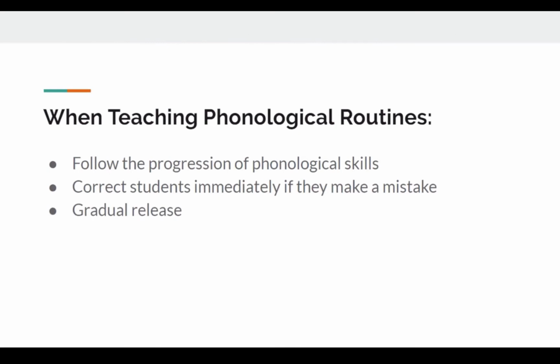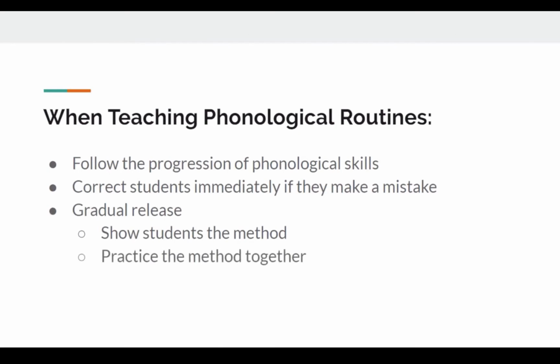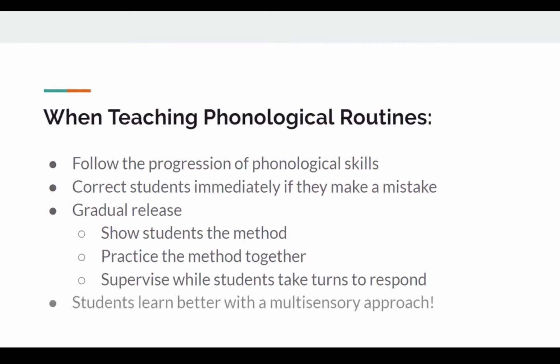A gradual release method is important. First, show students the method. Then you practice the method together. Then supervise while students take turns to respond. Finally, students learn better with a multisensory approach. A multisensory approach could include bodily movement using hands, arms, whole body, and so on. In the next few slides, I will demonstrate some specific routines using a multisensory approach.